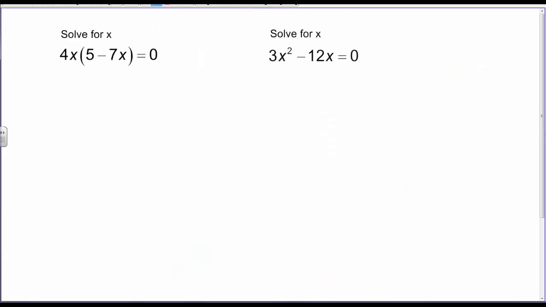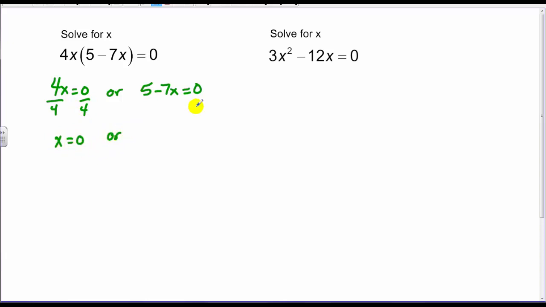Let's do a couple more. In this case, I have two terms multiplying together to equal 0. So this is the zero product principle staring at us right in the face. And if I know two terms multiply to equal 0, then one of those two terms has to equal 0. If I solve the term on the left, I divide by 4, and I get x equals 0.